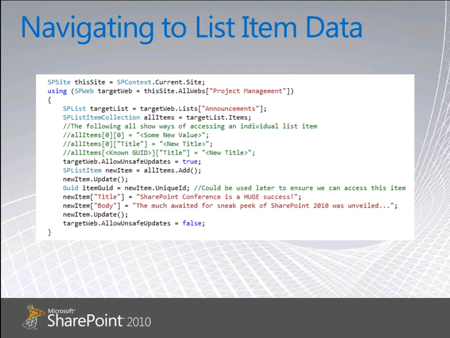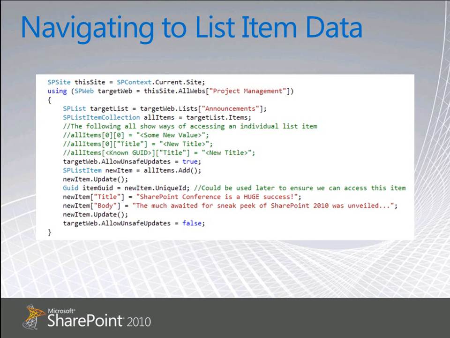We have our SPSite and SPWeb and SPList that we have navigated to, and in this case it's the announcements list. We then build an SPListItemCollection called all items. We could reference a value in a list item collection by any of the methods I have shown in the commented code there. So we have allItems[0][0], which really reads all items, position of the item in the list, and then position of the field in the field collection for that list item. Or we could reference the field by name as we have shown in the second commented line of code. And we could also reference the list item by its known GUID. And any mix and match of those is fine.